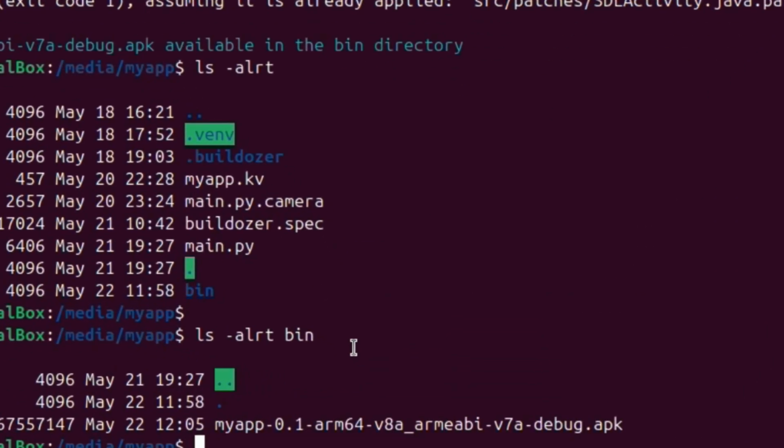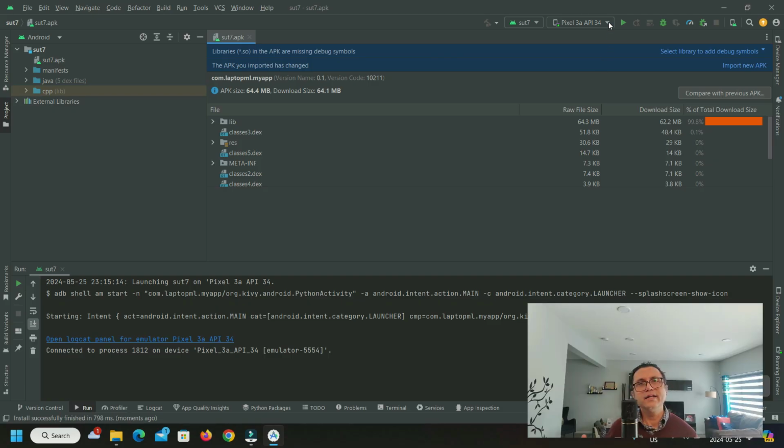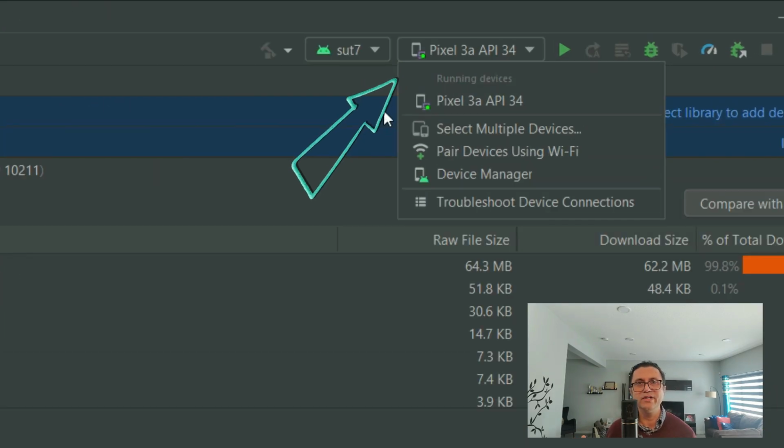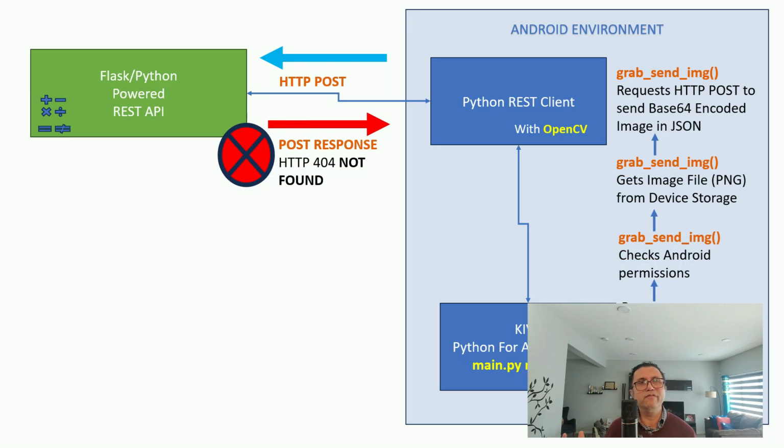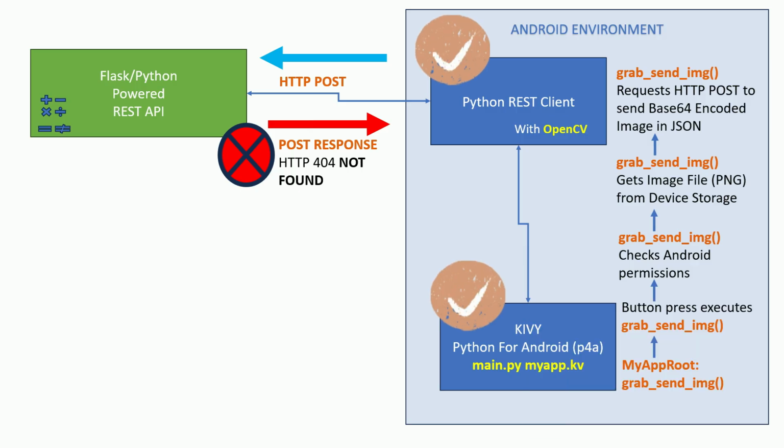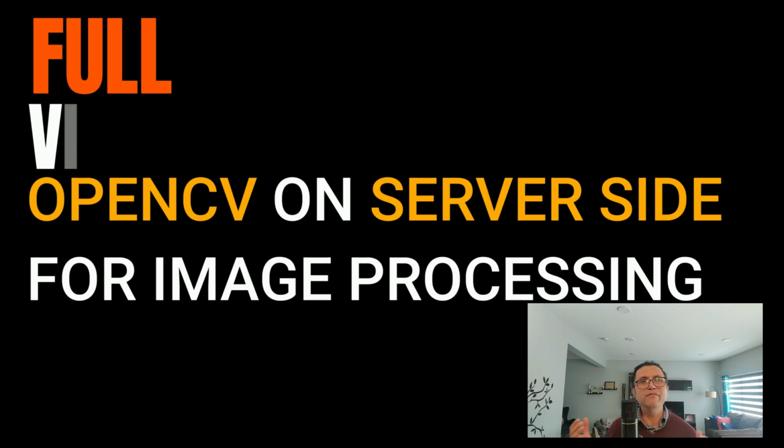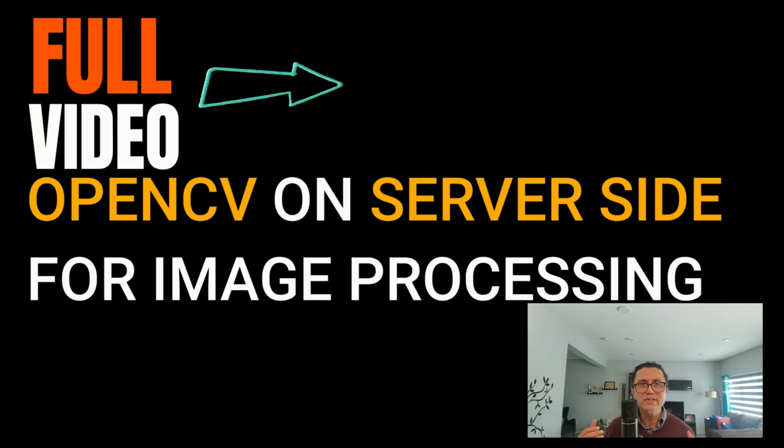The APK is built and ready to be deployed. We can deploy the APK to Android Studio, where I already have an Android phone emulation set up. But the APK will fail as soon as it makes an HTTP post request to send the image file, and this is because there is no server-side code implemented for this REST API to grab the image file. So before we deploy the APK, let's implement the server-side code to grab the image file and apply OpenCV and NumPy image processing to it.